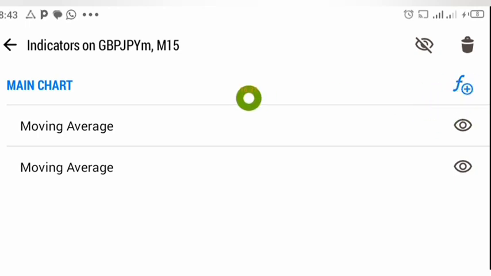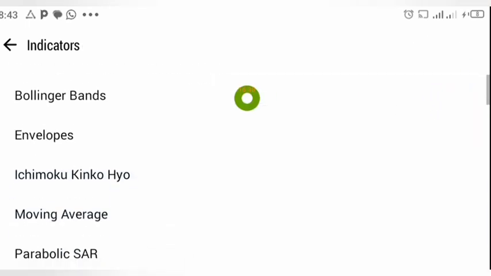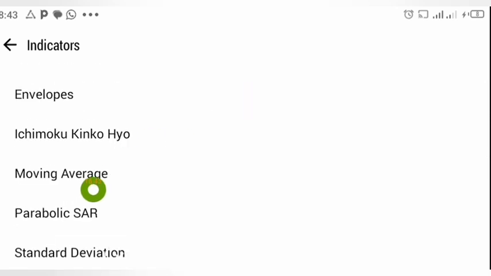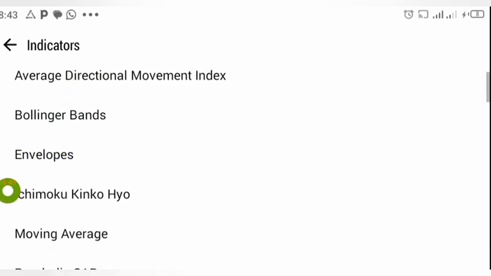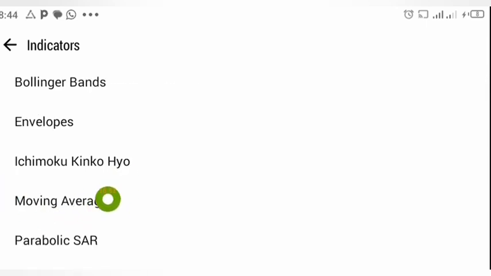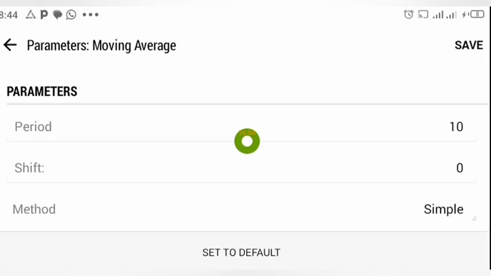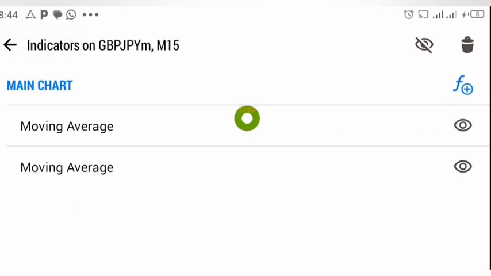When you click it, you go to moving average. You can see moving average is just here. If you count the indicators from 1, 2, 3, 4, and 5, the fifth indicator is moving average. So you click on it. When you click on it, then you're going to set it. This is how the interface is going to look. So let me take you to the one I've already set. I'm just showing you how to enter the moving average.